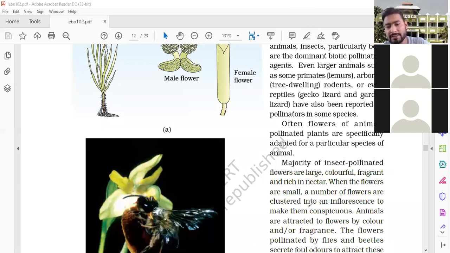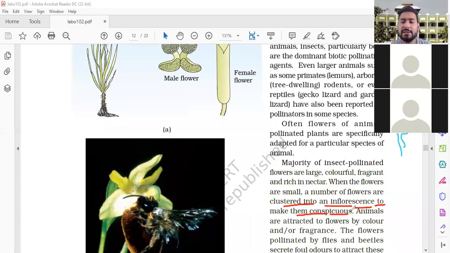Clustered inflorescence means they form an inflorescence by which it can be easily seen. Suppose that the flower is small. If the smallest flowers form an inflorescence, that means a bunch of flowers. This is the base of the flower, and at the base, they have the different inflorescence. Firstly, the flower size should be small. Here the flower size is very small, but the number of flowers is too much. In this way, they form the inflorescence, which is clearly visible, conspicuous.